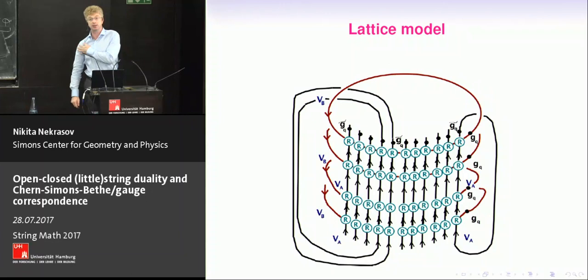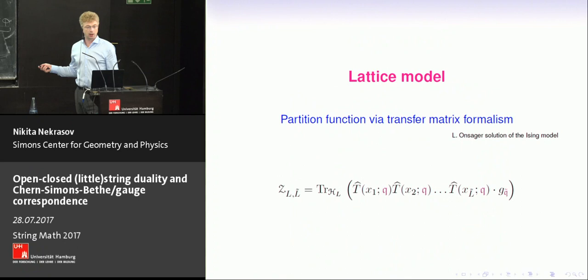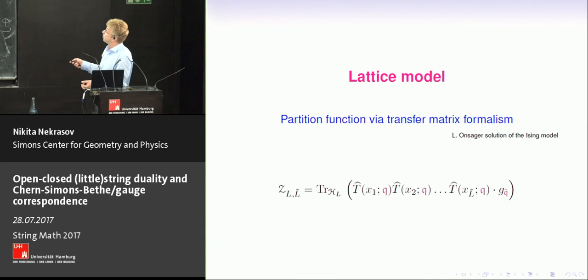And so the time evolution now is a finite time evolution. You act by the transfer matrix once, you act with it twice, three times, and then at some point you stop and take a trace. And so you get the partition function of the lattice model, which from the point of view of the quantum system is just a trace of the operator of the discrete time evolution.